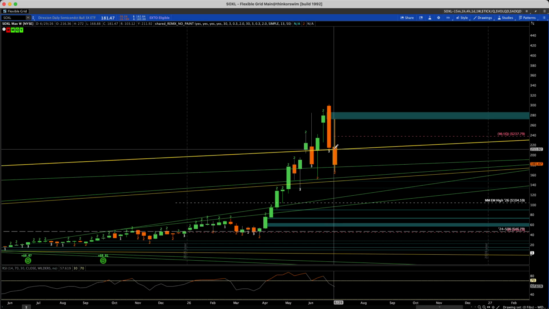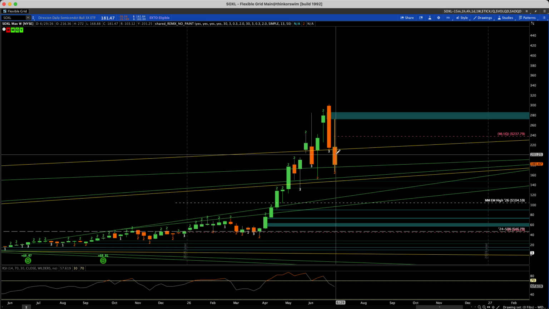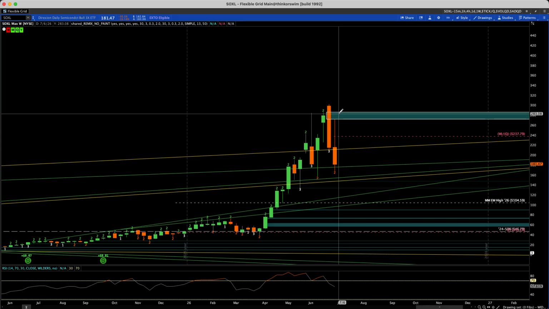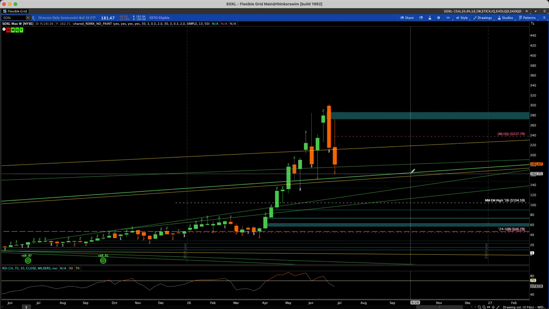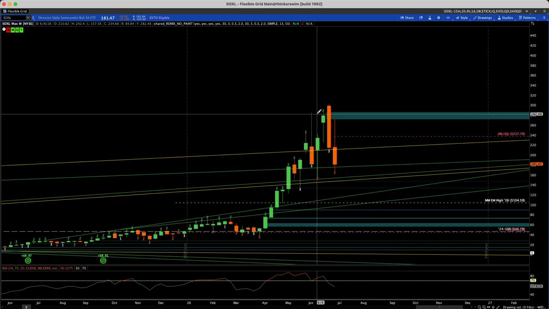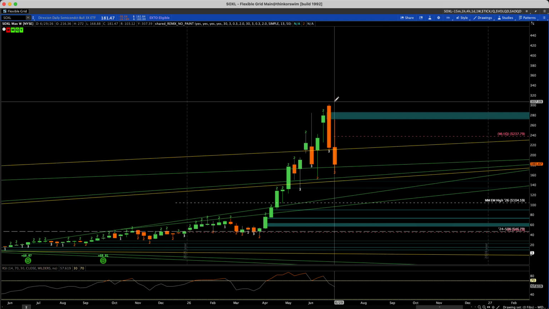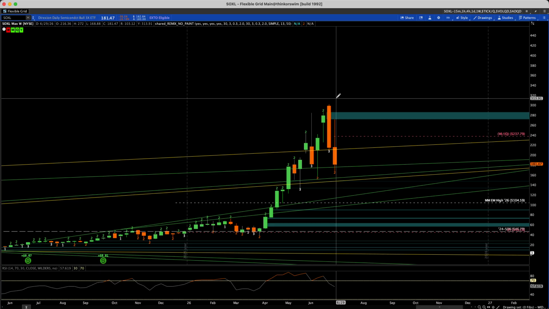We had this initial broadening formation back in May, when we first had that little flag before that second pop that we had at the end of May. So here's the initial broadening formation, and from there we're just making more broadening formations inside, right? So we don't have a trend. We've got more choppy action, right?